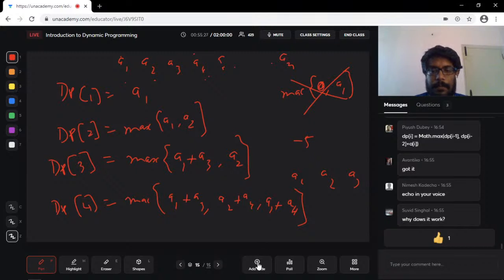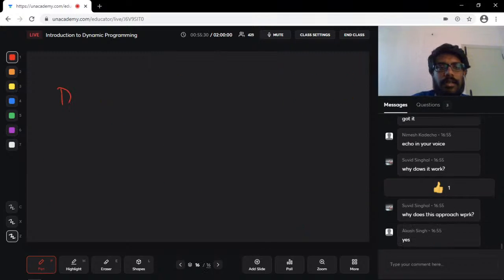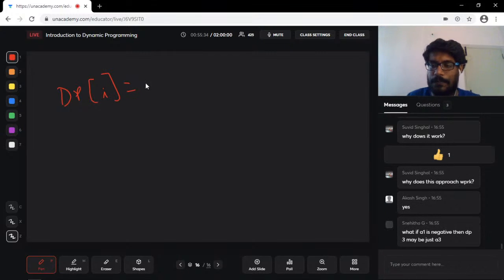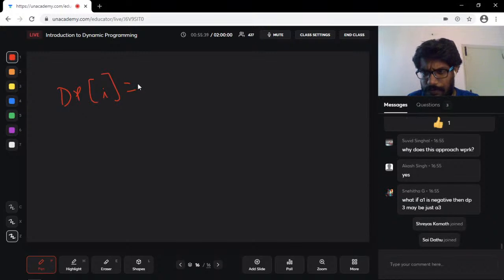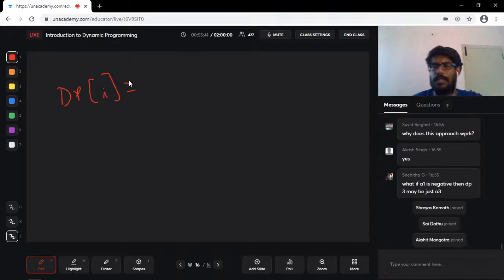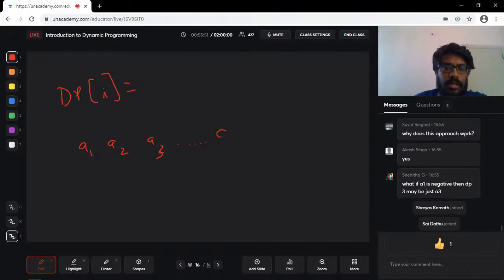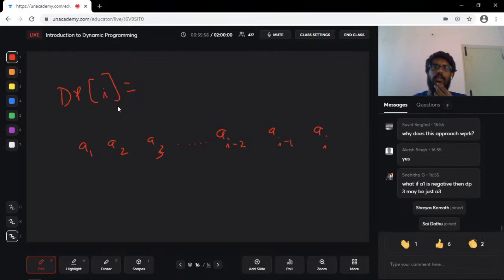Now the question is, how do I find dp of i for any generic i? So now we want to find a very systematic approach. What is dp of i? Let's again look at the definition. I have a1, a2, a3, up to ai minus 2, ai minus 1 and ai. I want to compute dp of i, but I want to do this in a systematic way.